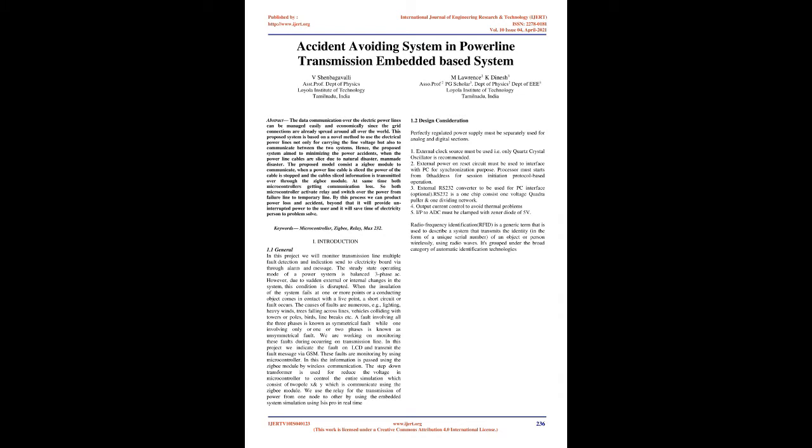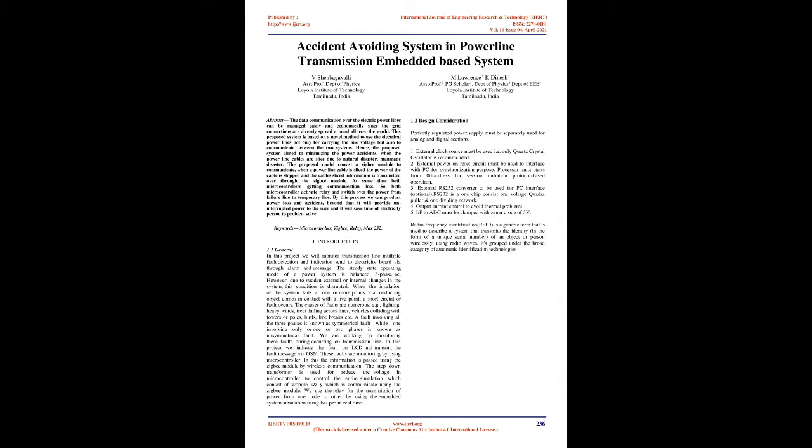Hence, the proposed system aims at minimizing power accidents when the power line cables are sliced due to natural disaster or man-made disaster. The proposed model consists of a Zigbee module to communicate. When a power line cable is sliced, the power of the cable is stopped and the cable sliced information is transmitted through the Zigbee module.